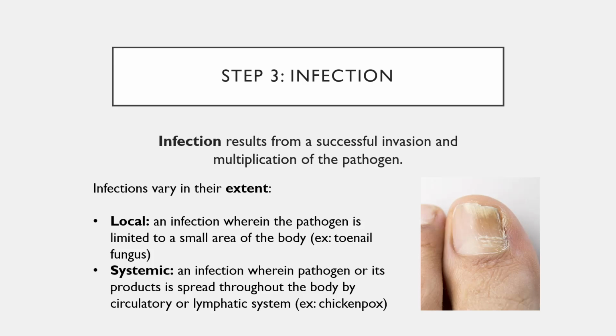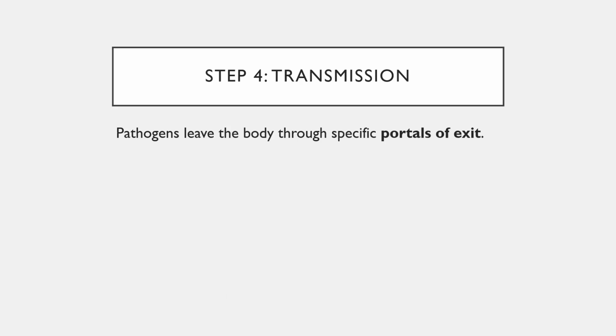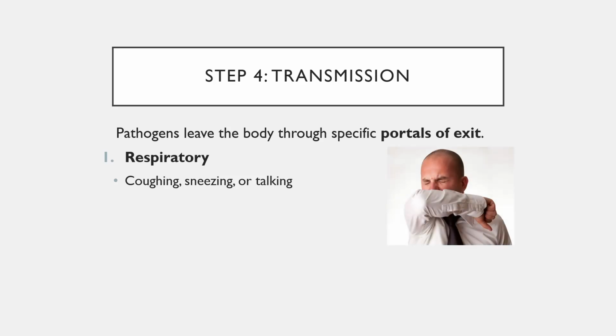Step 4 is the final step in the process of pathogenesis of a disease, and this is called transmission. This is where the pathogen leaves the body through portals of exit. Portals of exit can include some of the similar portals to the portals of entry. For example, the respiratory system is a portal of exit. Some pathogens are able to leave the respiratory system through coughing, sneezing, or talking.